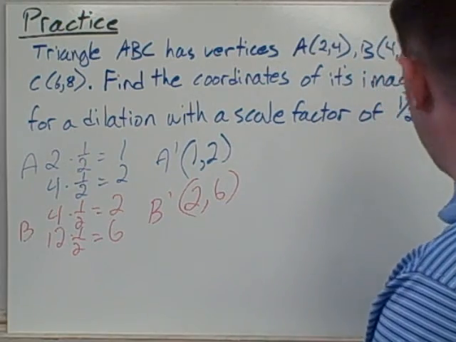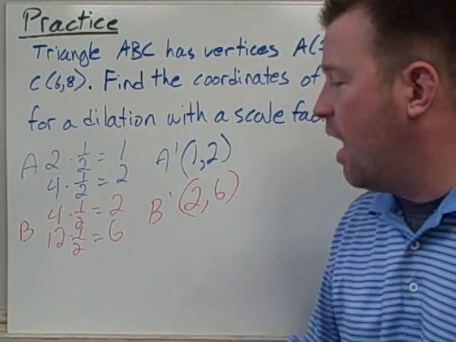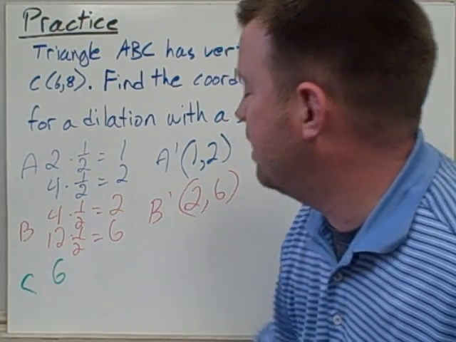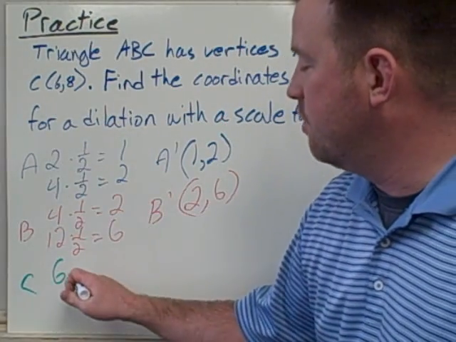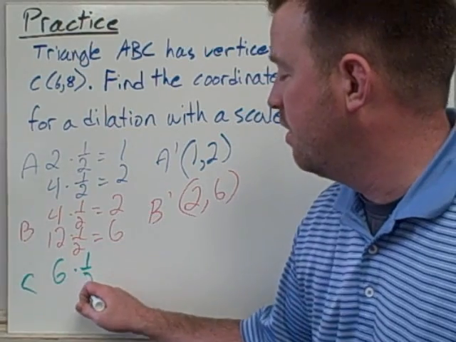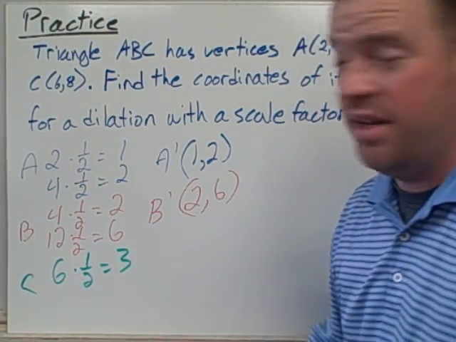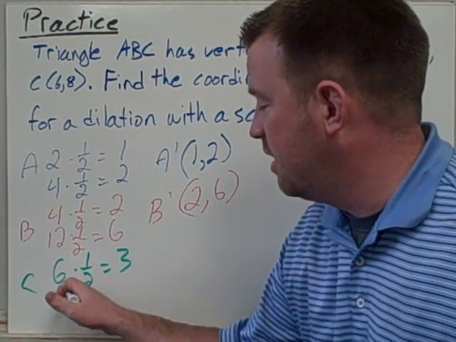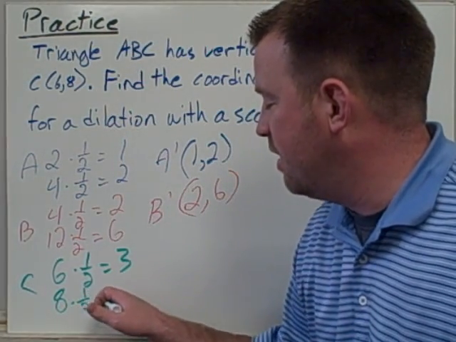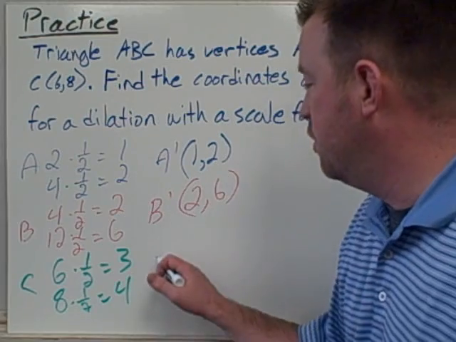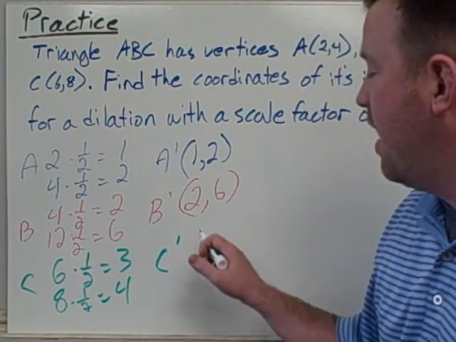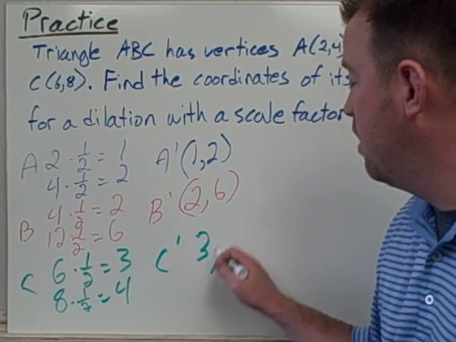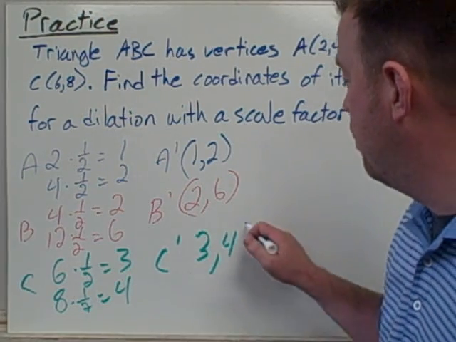And then our third vertex, which is letter C, has 6 as the x value. So we multiply that times 1/2. 6 times 1/2 is 3. And then we have 8 for the y value. 8 times 1/2 is 4. So your new ordered pair is at 3, 4.